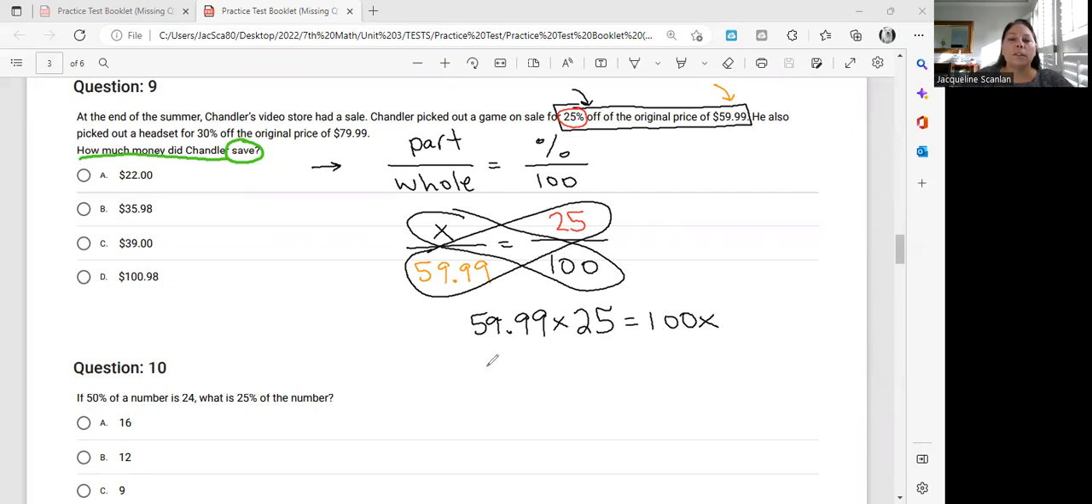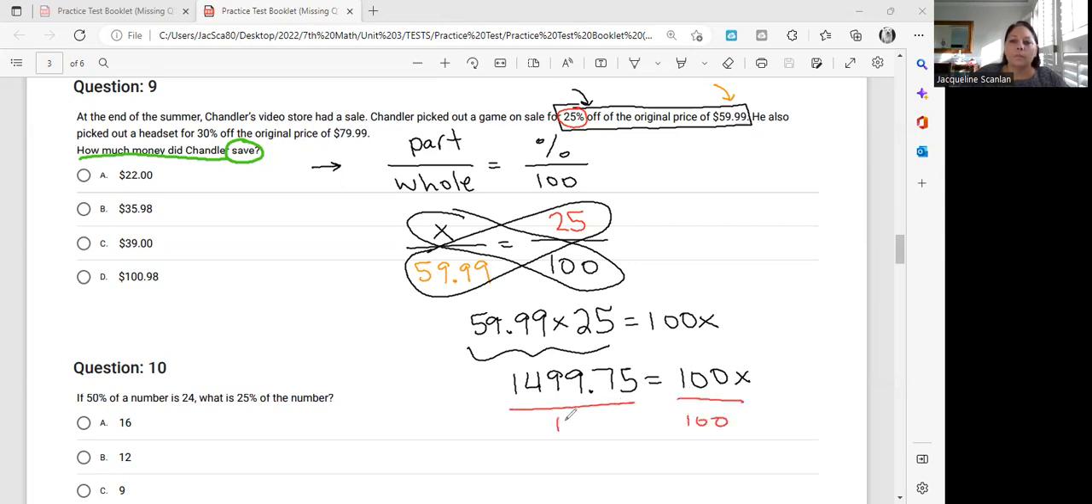All right, so I'm going to use my calculator here to do the math. I'm going to do $59.99 times 25, and I get this crazy number of 1,499.75. I am now going to divide that by 100 to get X by itself. And remember, when we divide by 100, we're just moving our decimal point 2 places to the left. So I get 14.9975.